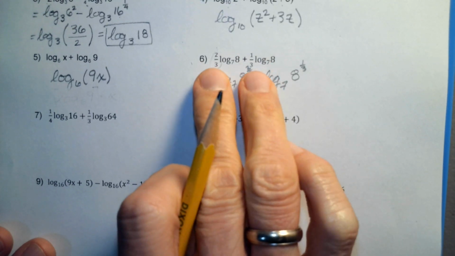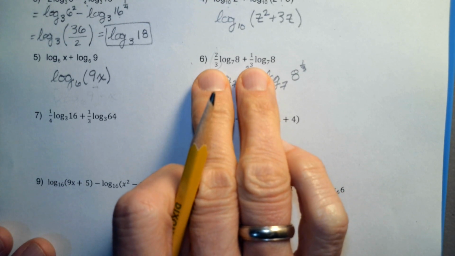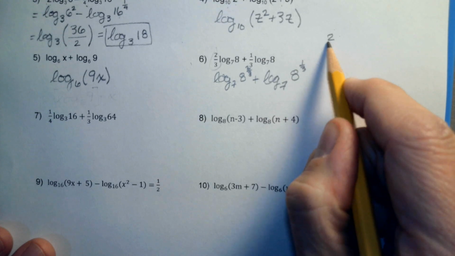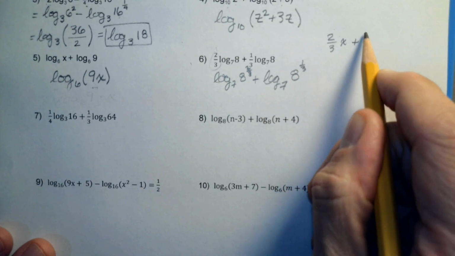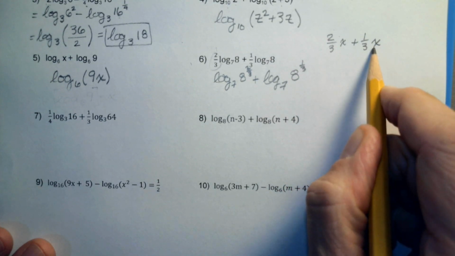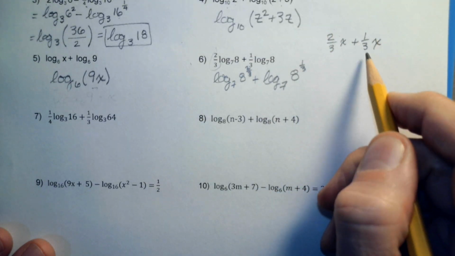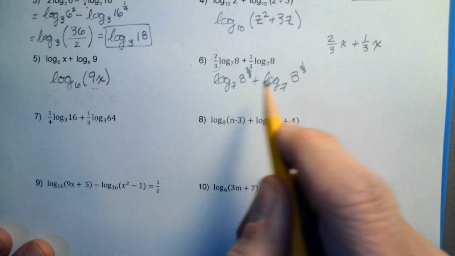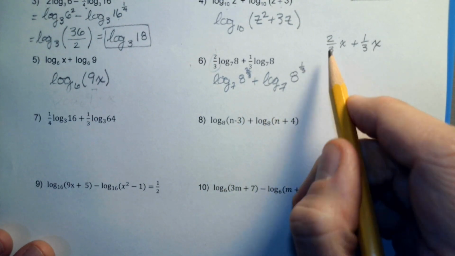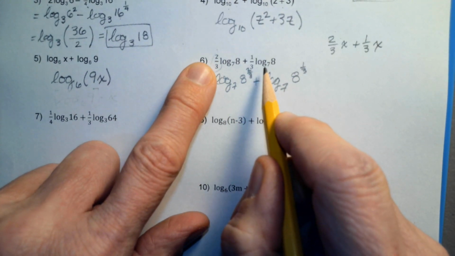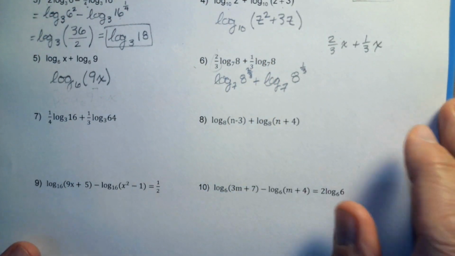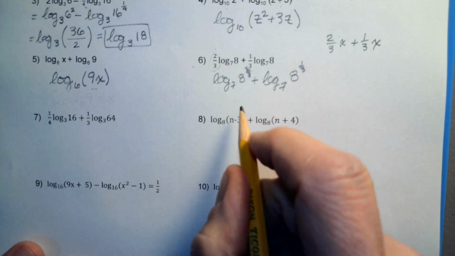Now in this case, actually, we could just have combined these, like terms, right? This is like saying 2/3 x plus 1/3 x. That's just 3/3 x. We're practicing the exponent rule, the power rule. But you could have just said, isn't that just log base 7 of 8? And yeah, you could do that. But let's go ahead and practice this.